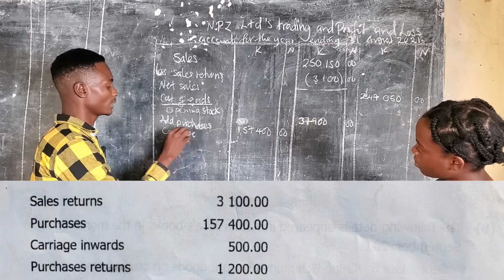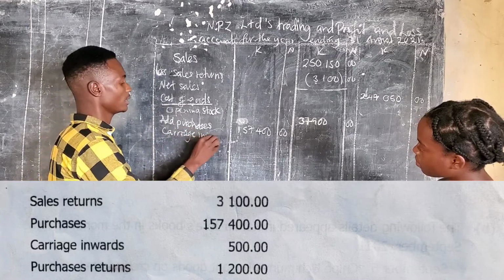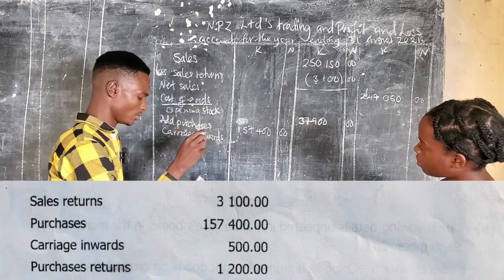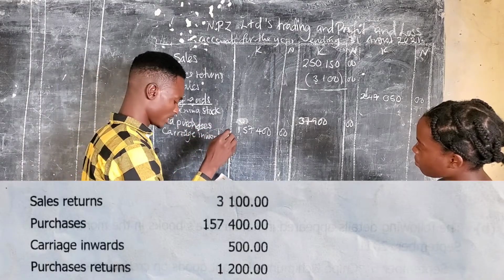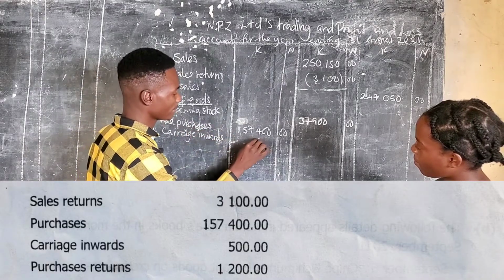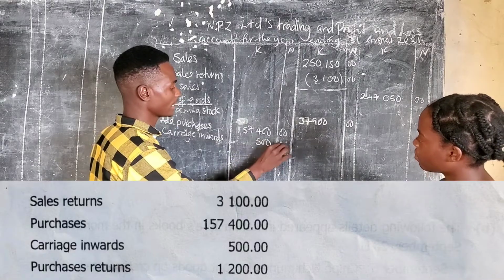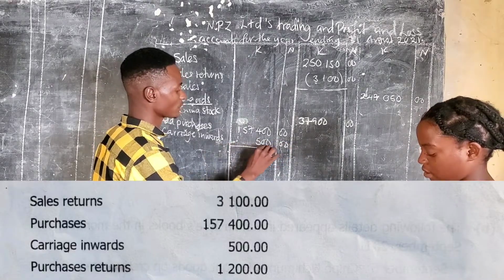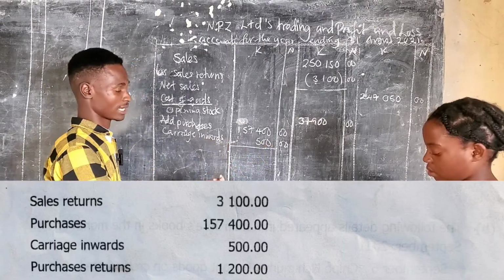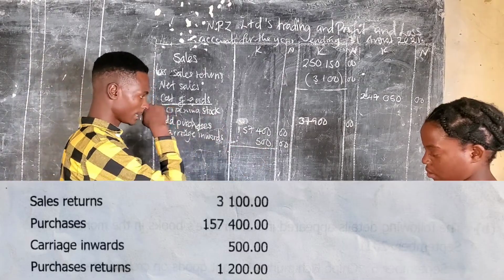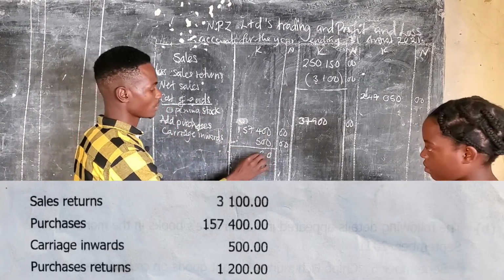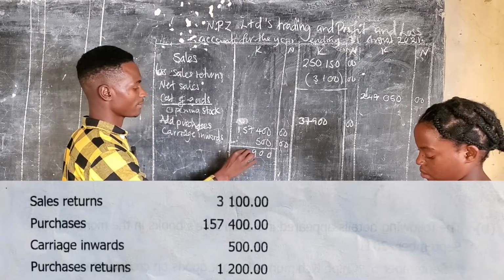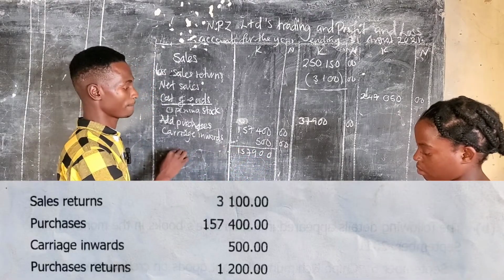Carriage inwards. Very good. Inwards is just 500. We are adding, right? Yes. So we're not going to put this one in brackets because we're just adding. Now when we add, it's going to be 157,900 like this, yes.